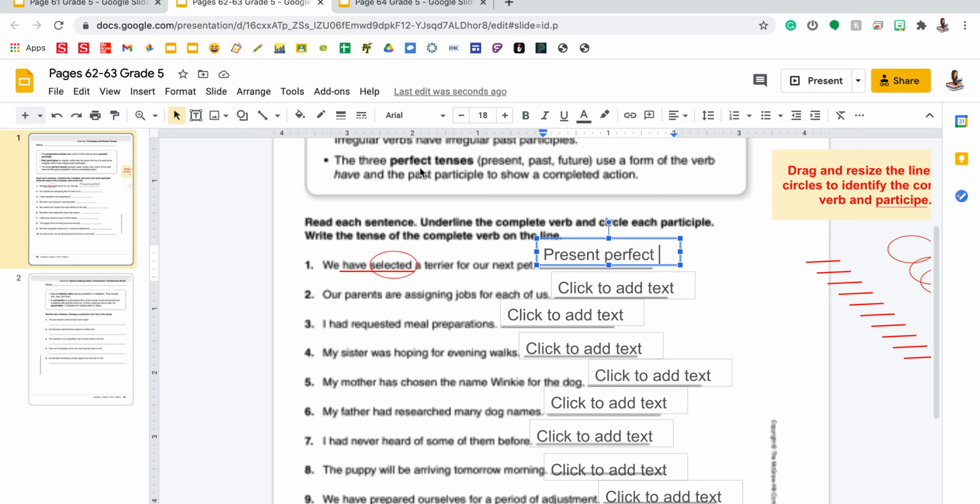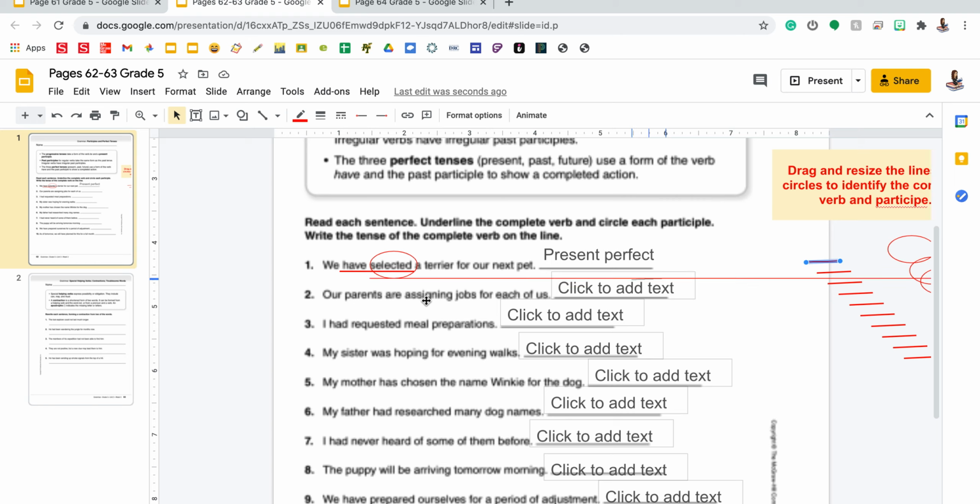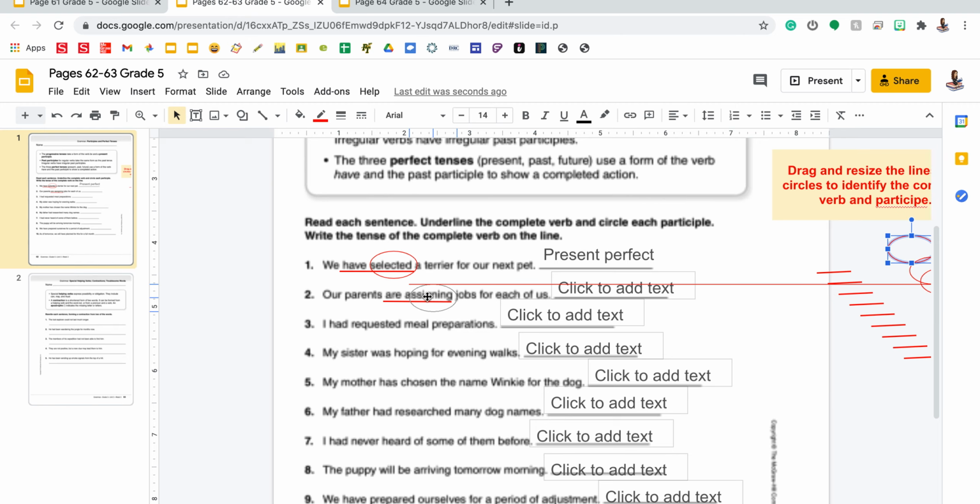Number two states our parents are assigning jobs for each of us. Assigning is my main verb. I want the whole verb phrase, the complete verb. So I need to drag my underline to include are. And my participle is assigning.